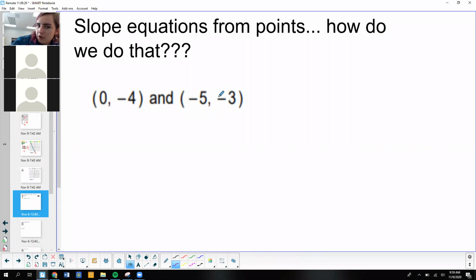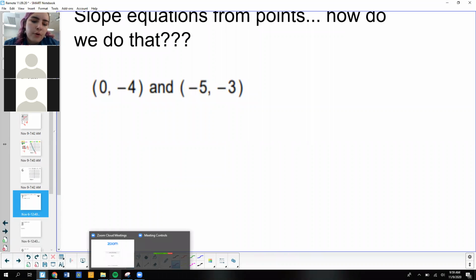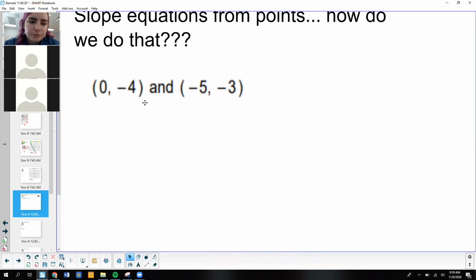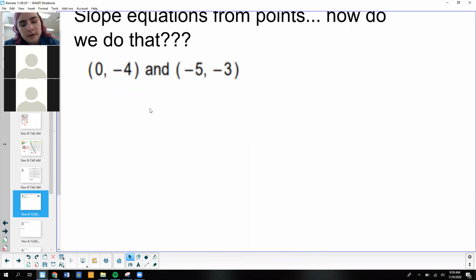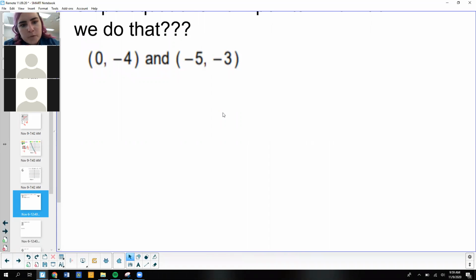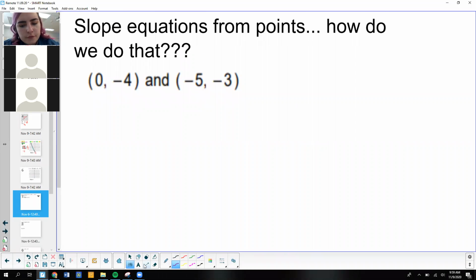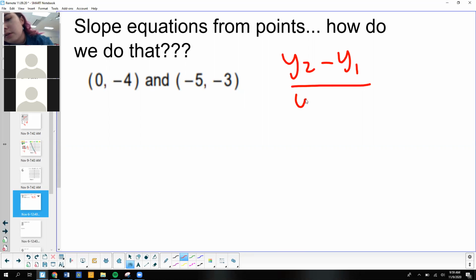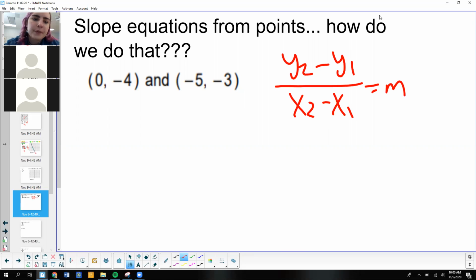So slope equations from points. How do we do that? Go ahead and get these 2 points written down on your paper or in your notebook. We've got 0, -4, and -5, -3. We know how to solve for slope in this case. So we have y2 minus y1 divided by x2 minus x1. That's going to give us our slope, or our m.